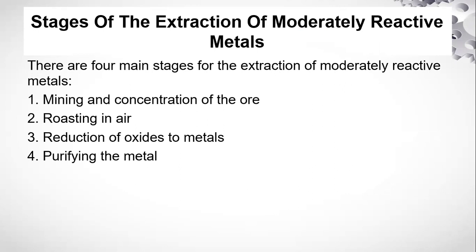So there are four main stages for the extraction of these moderately reactive metals. The first one is mining and the concentration of the ore. The second one is the roasting in air. The third one is the reduction of oxides to metals. And the last one is the purifying of the metal.